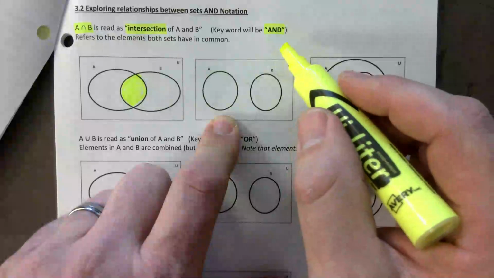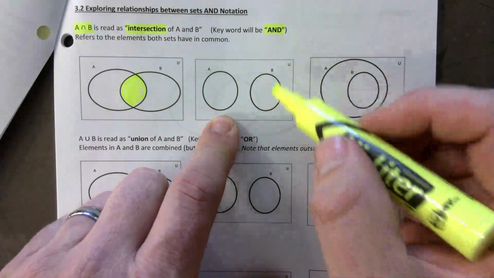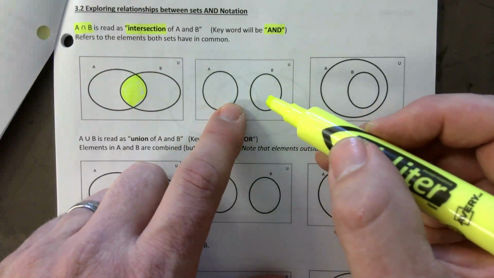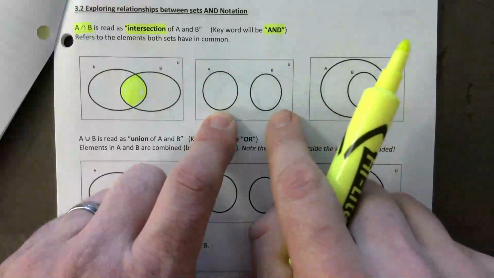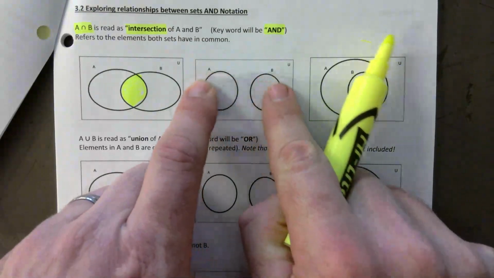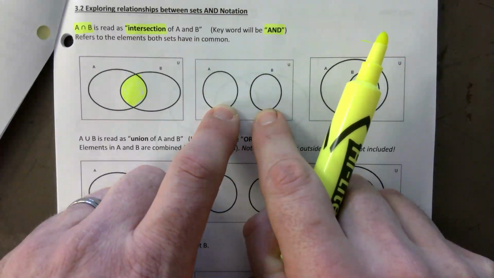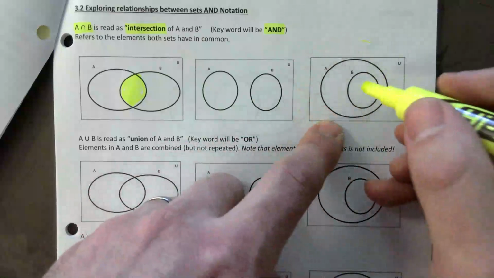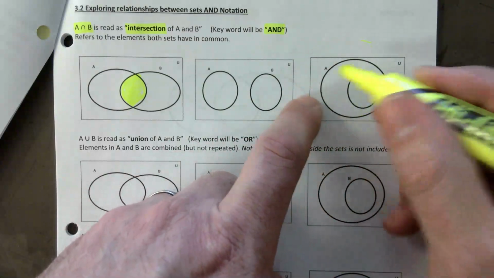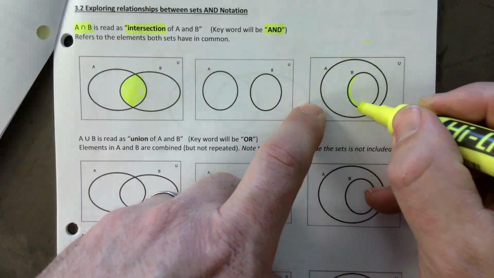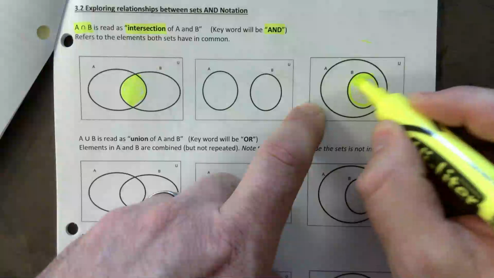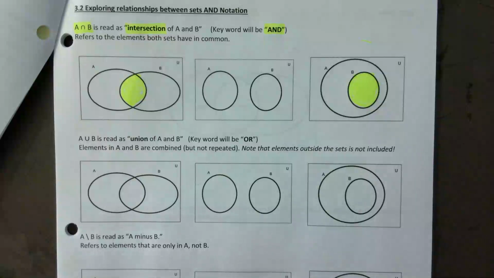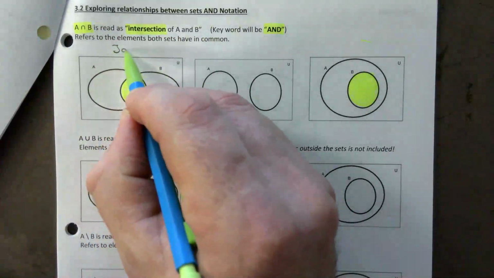Okay. What about here? Is there any intersection here? Is there anything that they have in common? No. No, this would be a disjoint set. So here nothing gets highlighted. It would be a null set. Okay, null set. Here, what set B and A have in common is this. It is B itself. Okay. So I will say this is an example of when they're joined.